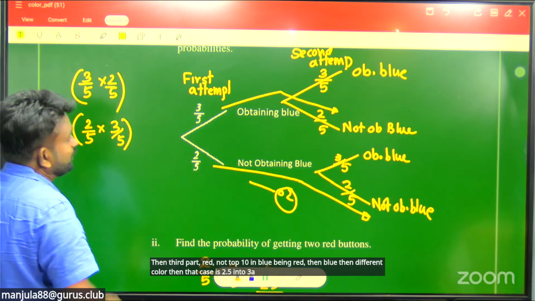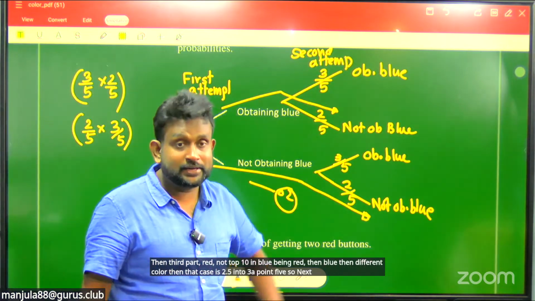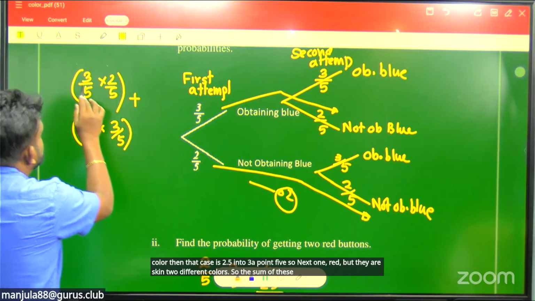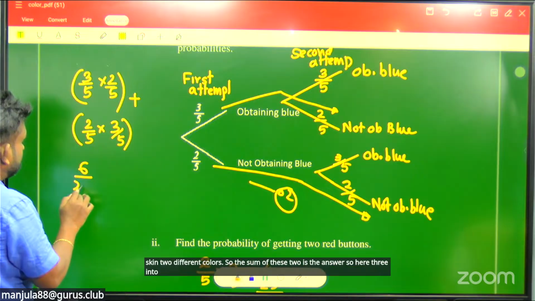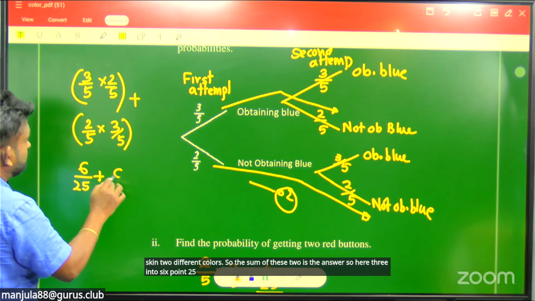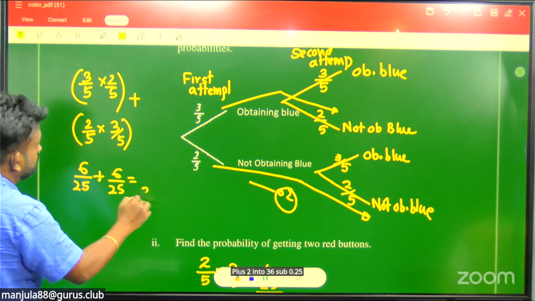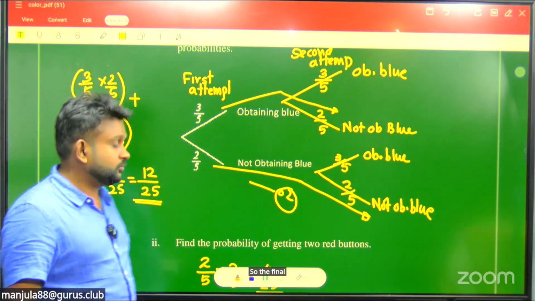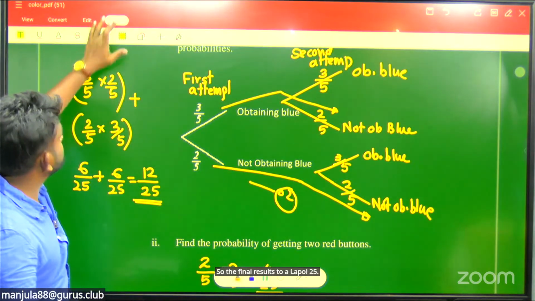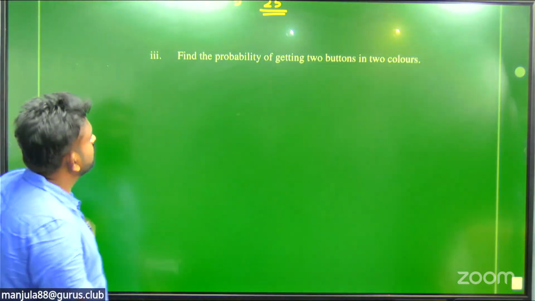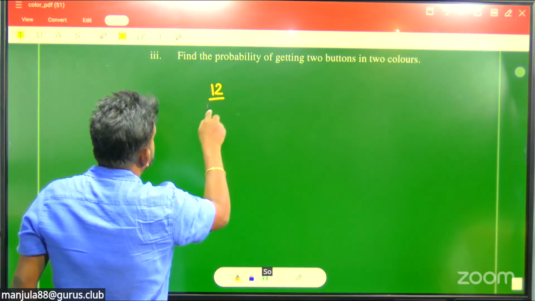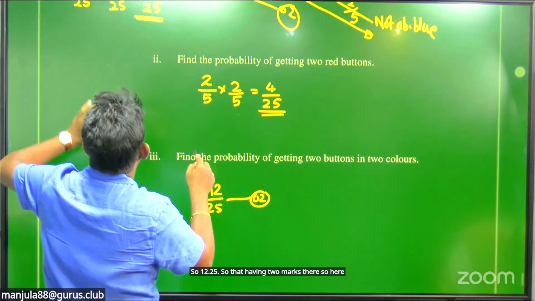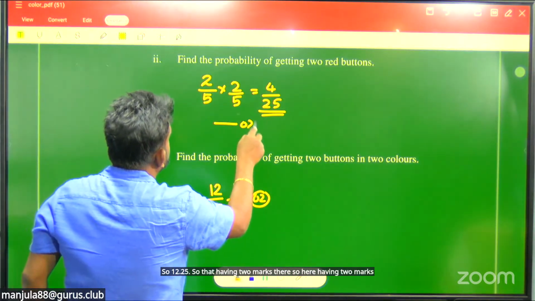The next one is red, red, but they are asking for two different colors. So the sum of these two is the answer. Here 3 into 2, 6 upon 25, plus here 2 into 3, 6 upon 25. So the denominator 25, 6 plus 6, 12. So the final result is 12 upon 25. That has 2 marks there. Here 2 marks, and here another 2 marks.